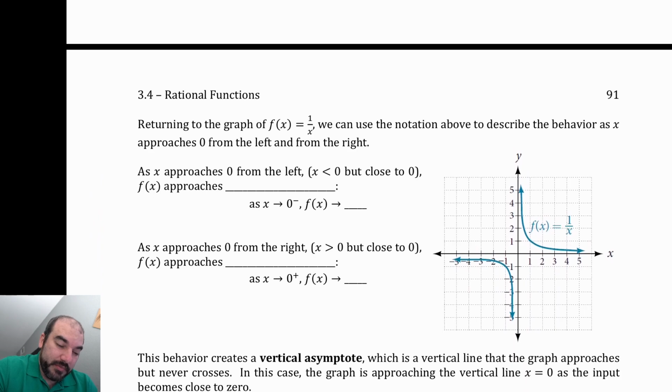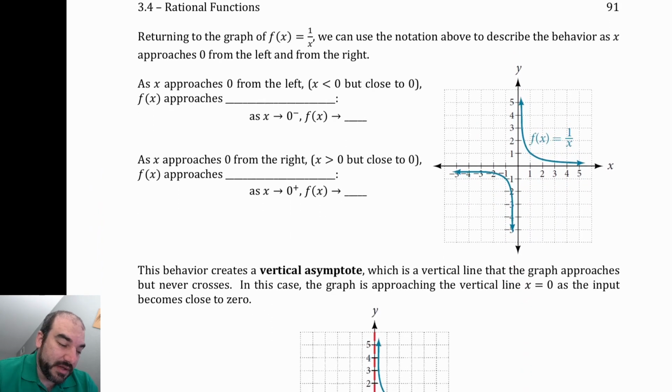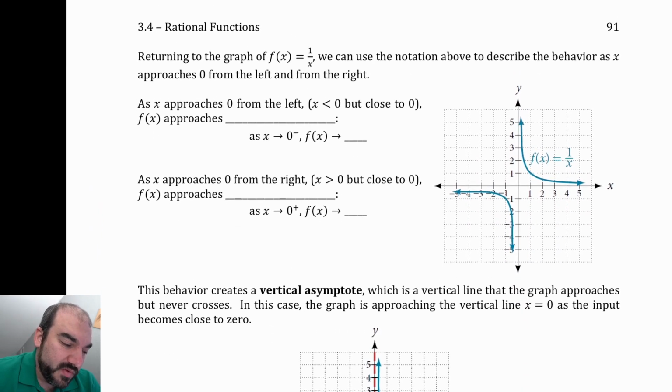Okay, let's talk about the specific example here and fill in some notation. Returning to the graph of y or f of x equals 1 over x, which is the simple reciprocal function, we can use the notation above to describe the behaviors as x approaches 0. So as x approaches 0 from the left and the right, we can describe what's happening to the y values of the blue graph.